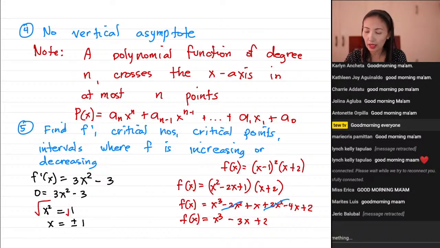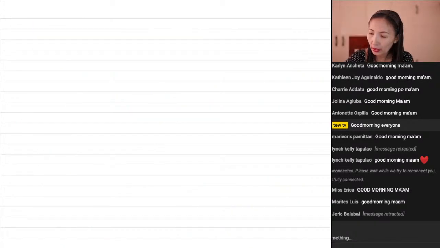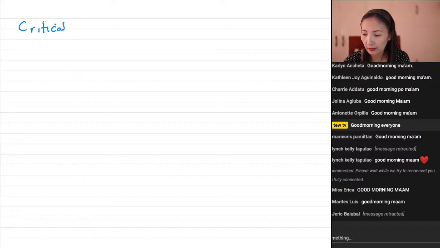So, how many critical numbers did we get? We have positive 1 and negative 1. So, may we proceed to identifying our intervals. Okay? So, critical numbers. The critical numbers that we have obtained are -1 and +1.